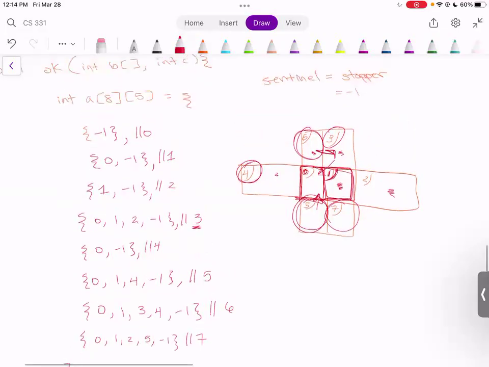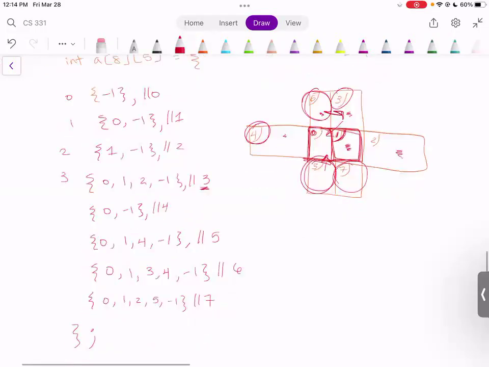So now you see we have 8 rows. This is 0, 1, 2, 3. What's the -1 for? It's what we call the sentinel. Sentinel is just a stopper. So once I've reached the -1, I know I don't have to continue anymore, and I can move on.